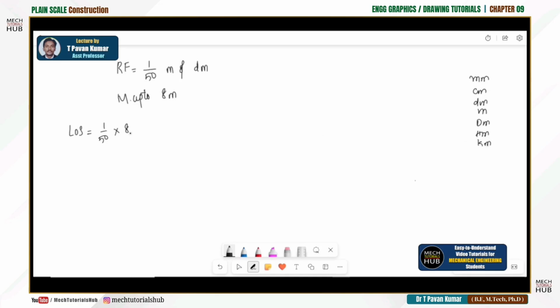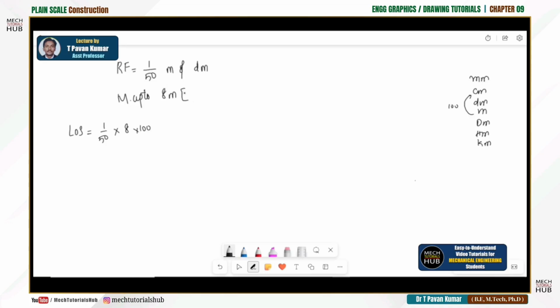I'm converting meters to centimeters. Meters to centimeters means multiplying by 100. So I'm multiplying with 100. Because whatever the number of steps you're moving up, that many zeros we need to consider. One more point: this 8 meters is the number of parts of the scale.